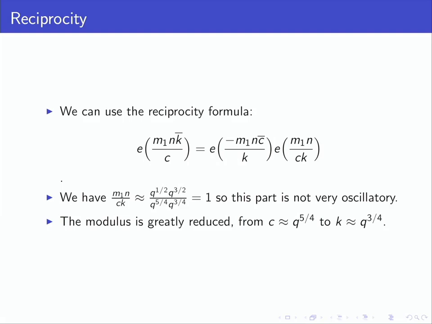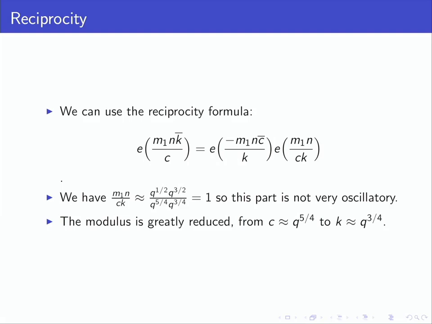Then the huge gain is that the modulus is reduced from Q to the 5 over 4 to Q to the 3 over 4. That's the improvement. Now, in reality, K is not always of size Q to the 3/4. It could be smaller, and then two effects compete. When K is smaller, this thing becomes more oscillatory, which makes the analytic part more complicated. But the arithmetic part becomes simpler, since the modulus is even smaller.